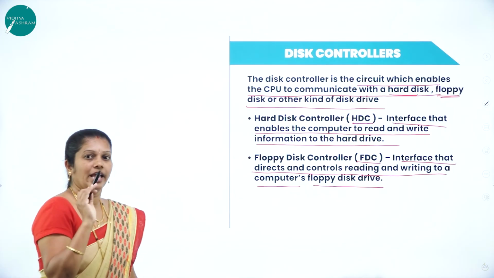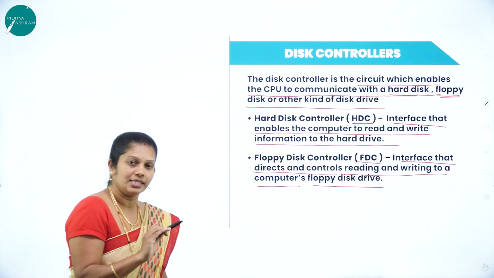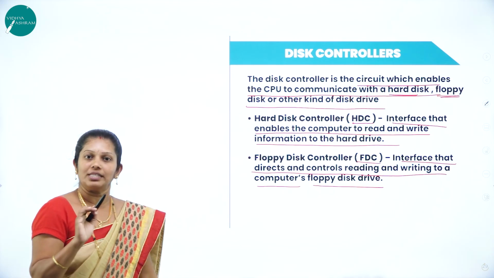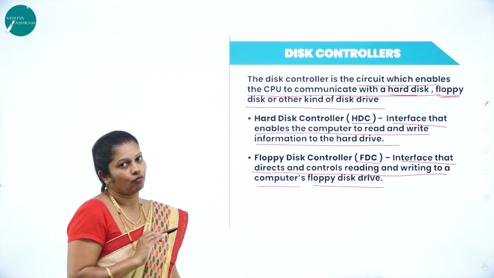The disk controller helps to control the disks like hard disk as well as floppy disk. The hard disk controller helps to control read and write operations in the hard disk. The floppy disk controller helps to control the operations, especially read and write, in the floppy disk drive.